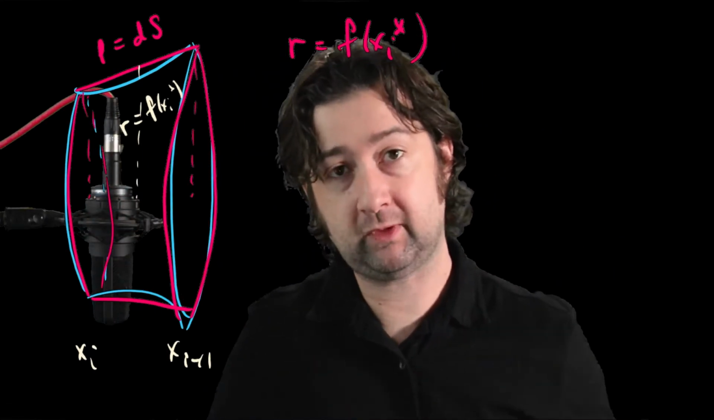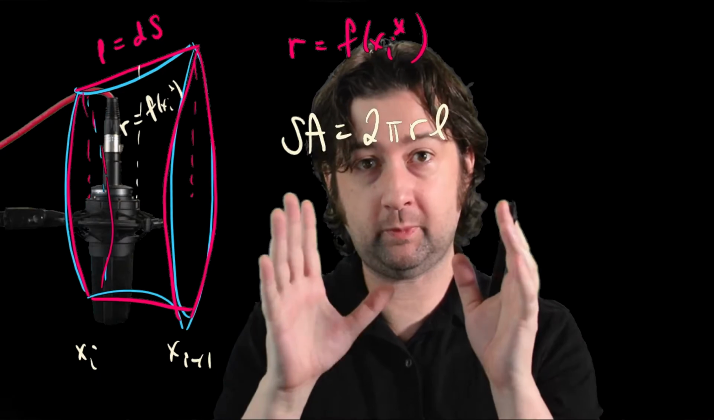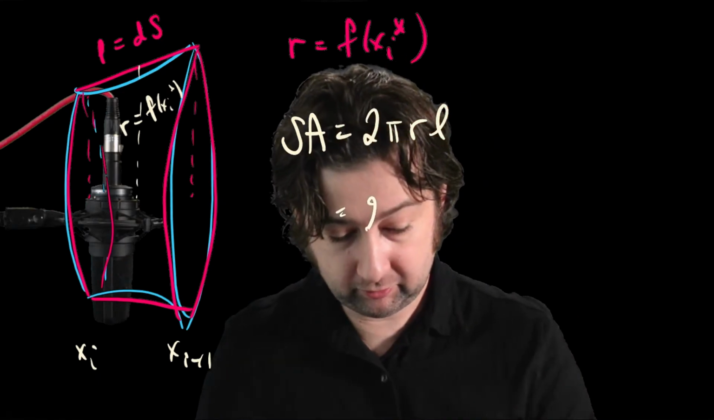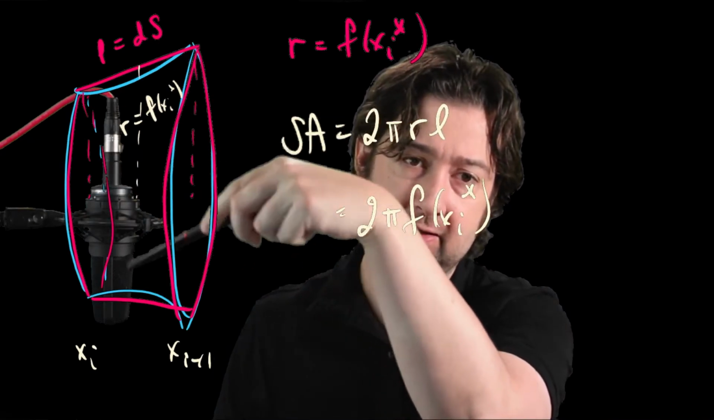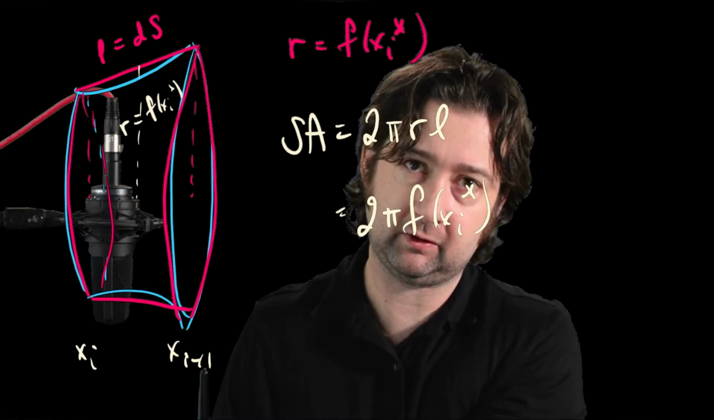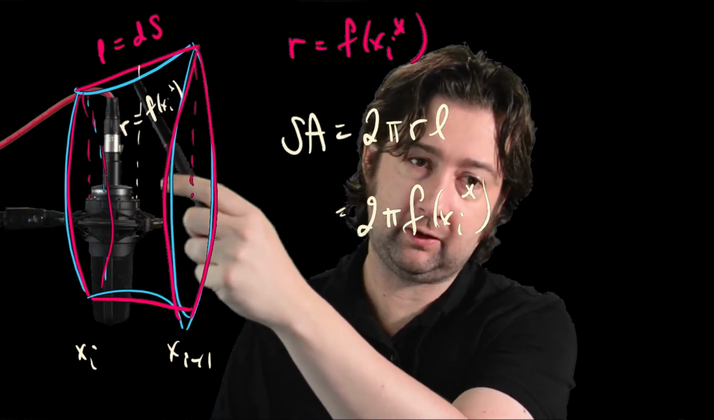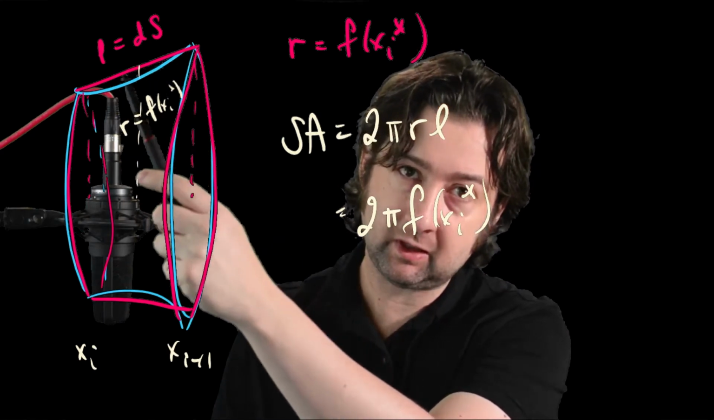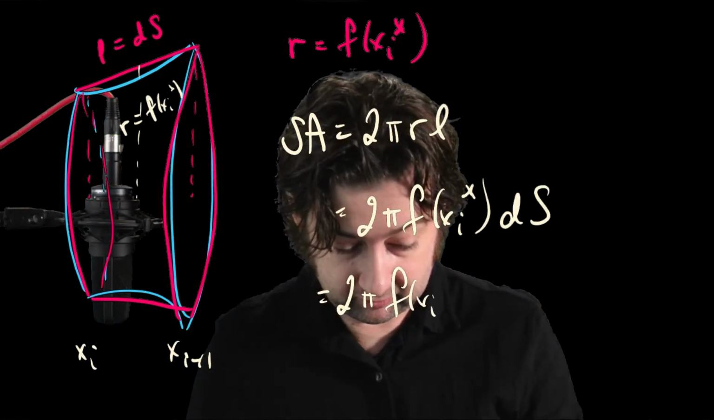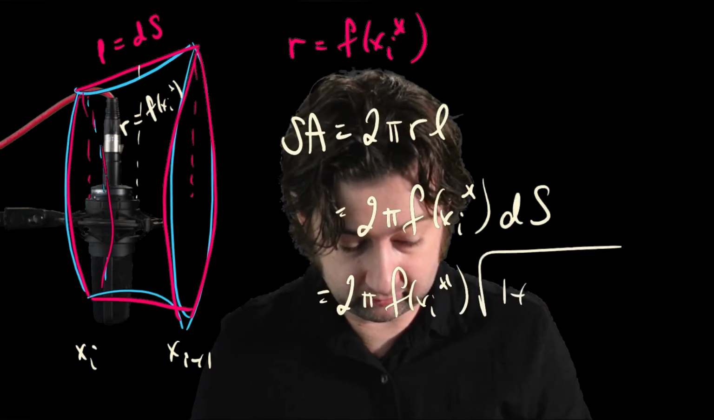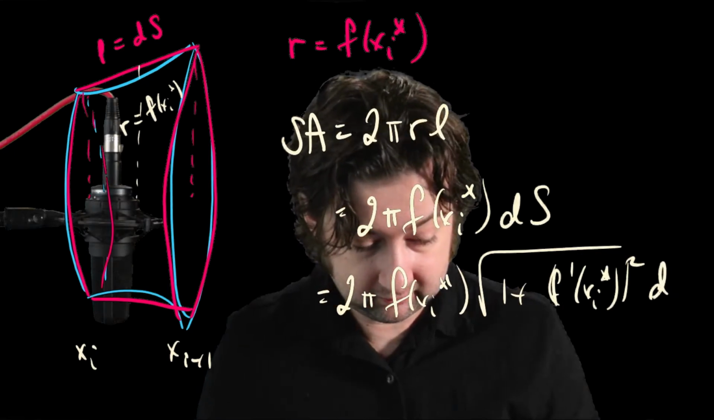That's actually enough information to write down an approximation for the surface area of the frustrum. So the surface area of the frustrum is 2 pi rl. What's the radius? Well, the radius was f of xi star. That is some function height inside this band between xi and xi plus 1. And what was the slant height for that cone? Well, the slant height is really the arc length of this blue part right here, which we're approximating with ds. And that means that we can write this as 2 pi f of xi star times the square root of 1 plus f prime of xi star squared delta x.